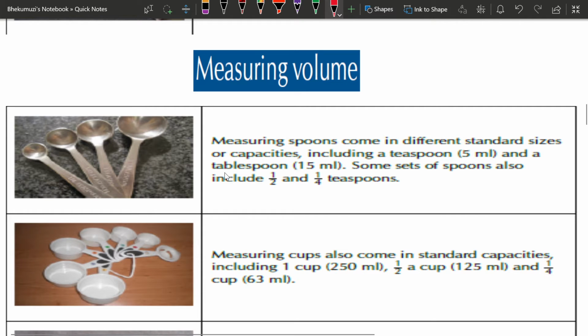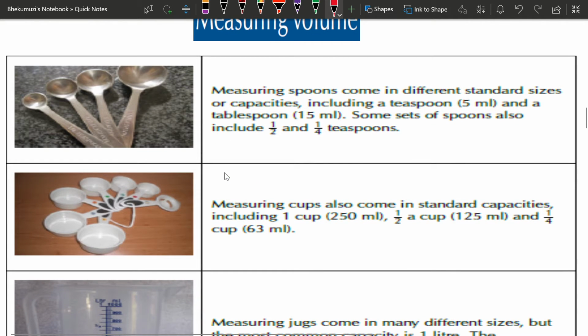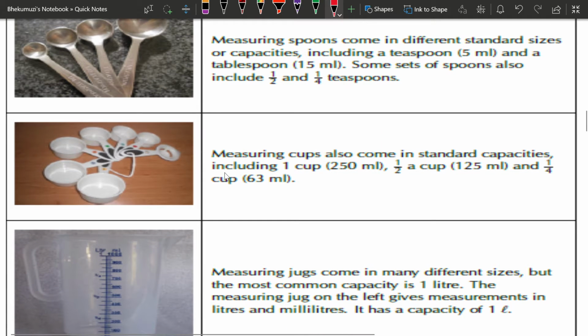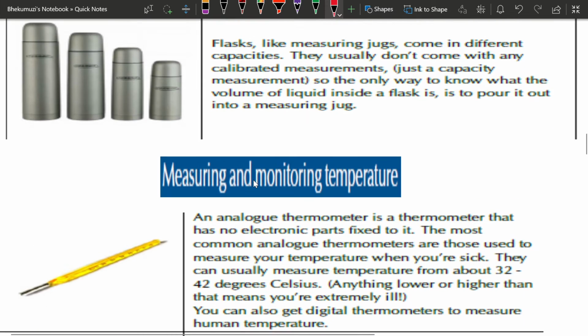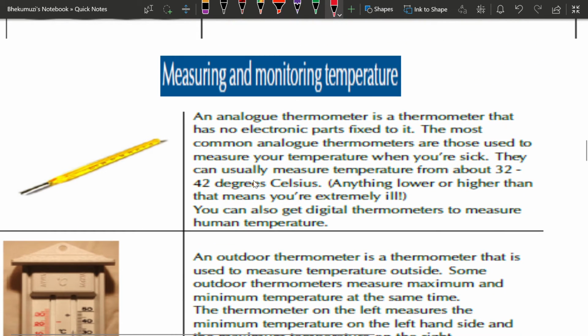And we also have measuring of volume, which is quite important when it comes to cooking. You have spoons and cups that have a specific milliliter or liter quantity of volume, and jugs and also flasks, right? Then we also talk about measuring and monitoring of temperature, which is quite important as well, because we have different ways of measuring temperature: Kelvin, Celsius, and Fahrenheit, those three that I can remember right now.